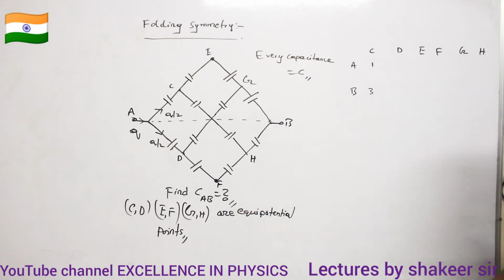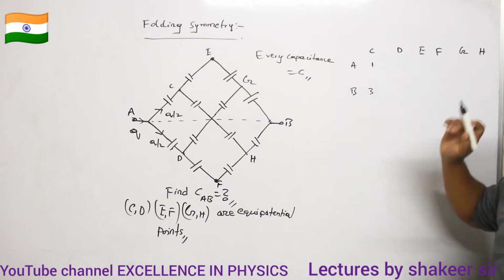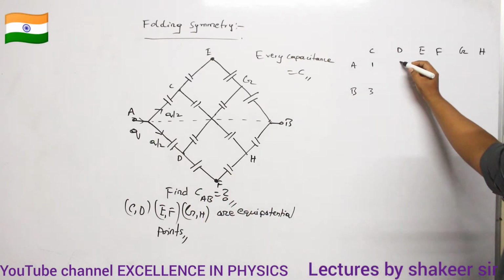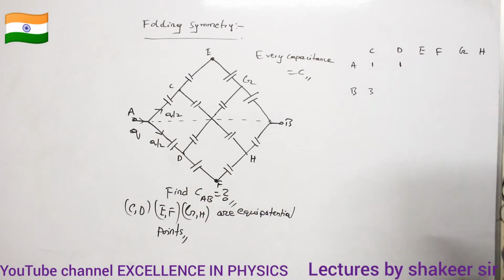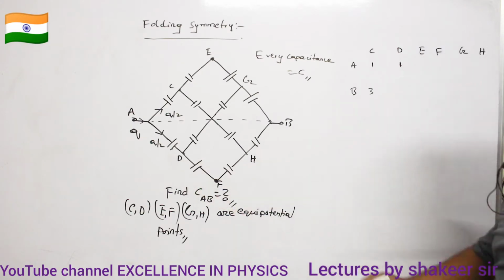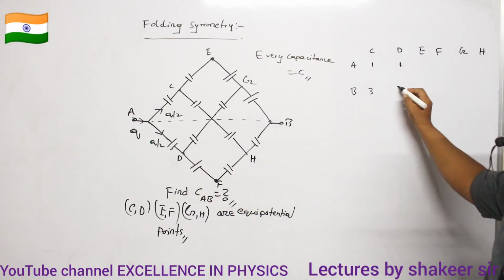Next go to point D. From A to travel up to point D, how many capacitors are there? Only one capacitor. In traveling from B to D, select the shortest path: 1, 2, 3. Three capacitors are there. Clear?